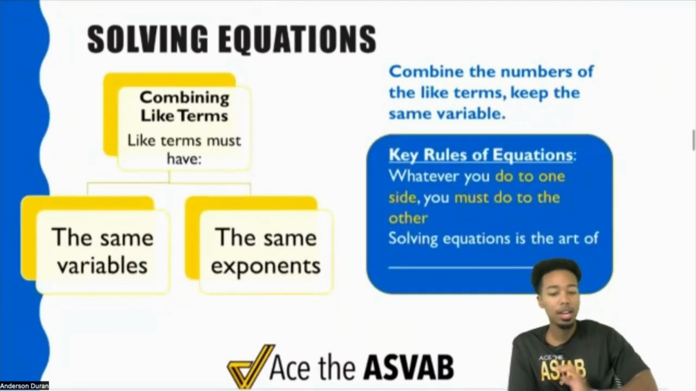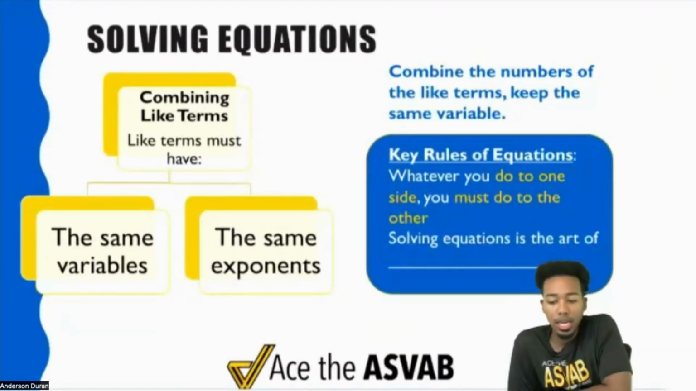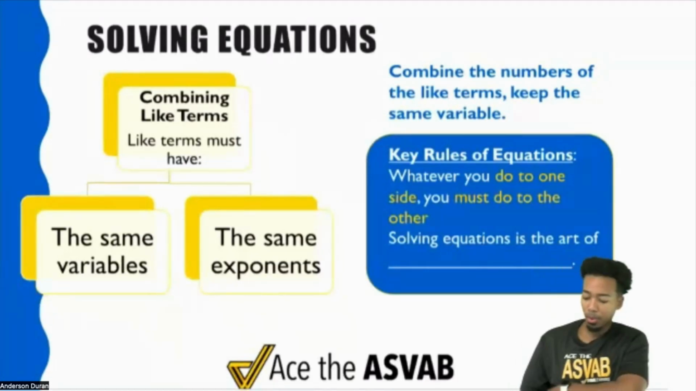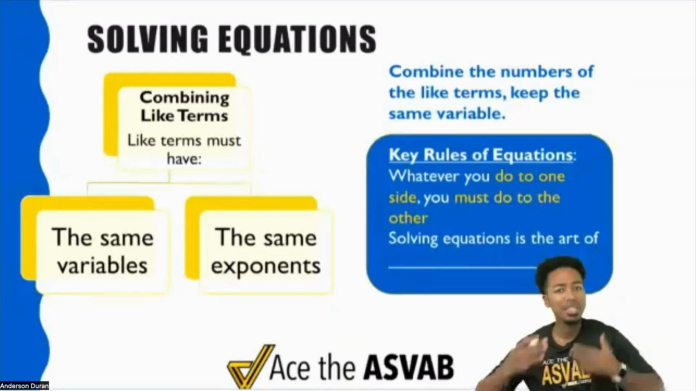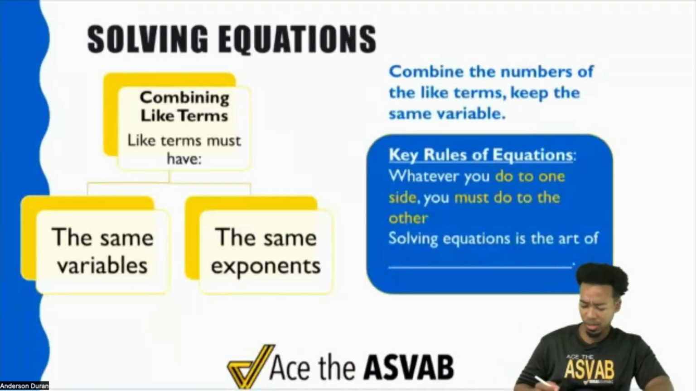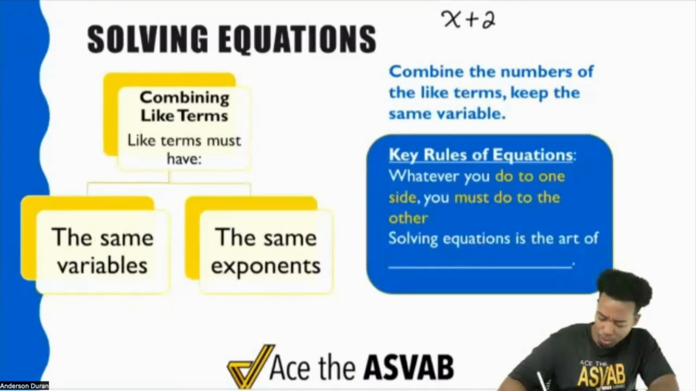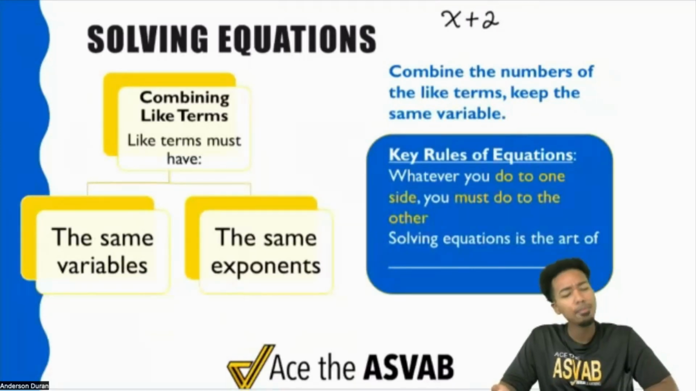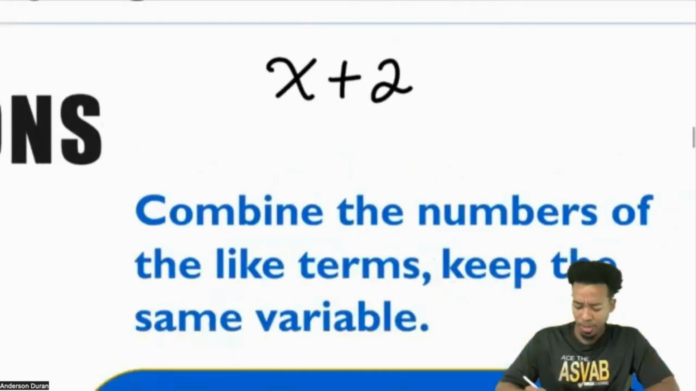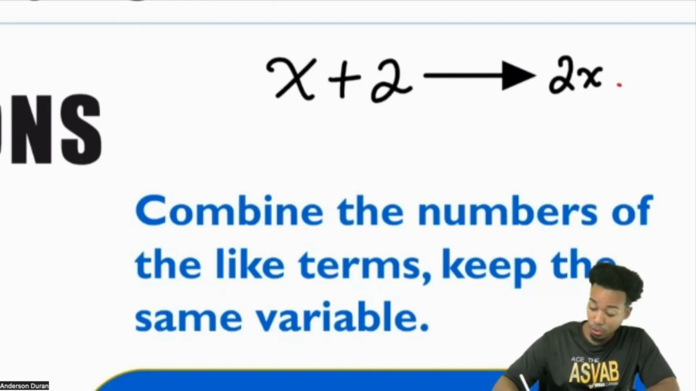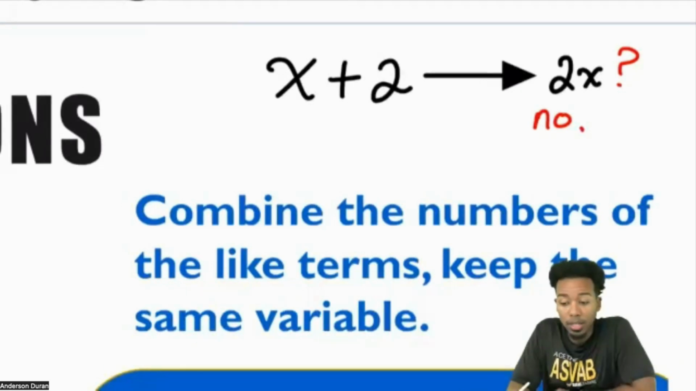So one thing that a lot of people have questions on is the idea of combining like terms. A lot of people, while they're beginning to learn this, and even refreshing after a long time, might look at something like this and say, hey, we got x plus 2 equals whatever. And some people might think, hey, coach, you got x and then plus 2. Isn't that the same thing as 2x? And the answer to that is no. No, they are not the same.